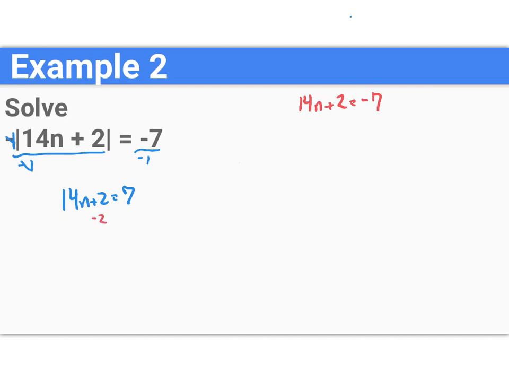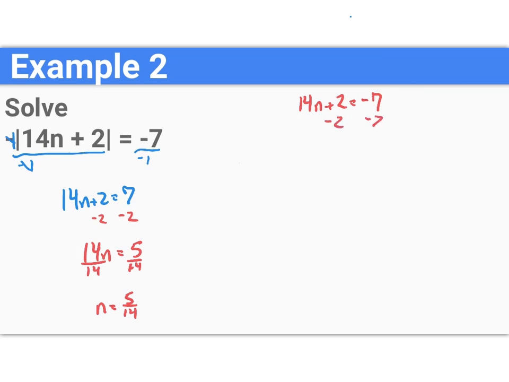So I'll subtract 2 from both sides. I get 14n equals 5. And then I divide by 14 on both sides. And n will equal 5 over 14. When I put that in, the 14s cancel out. I get 5 plus 2 is 7. Times it by negative, and I get negative 7. Okay, that works. So let's see if this one works.